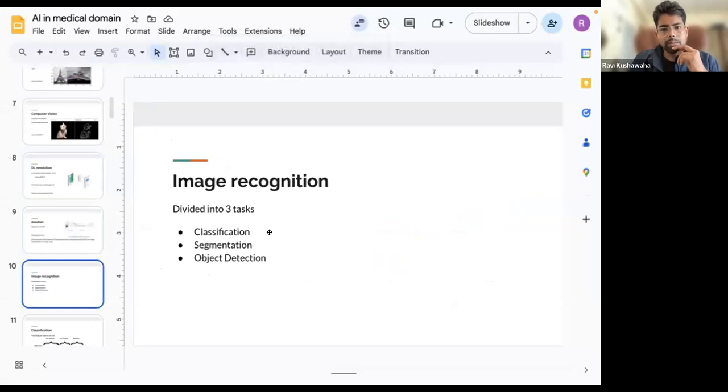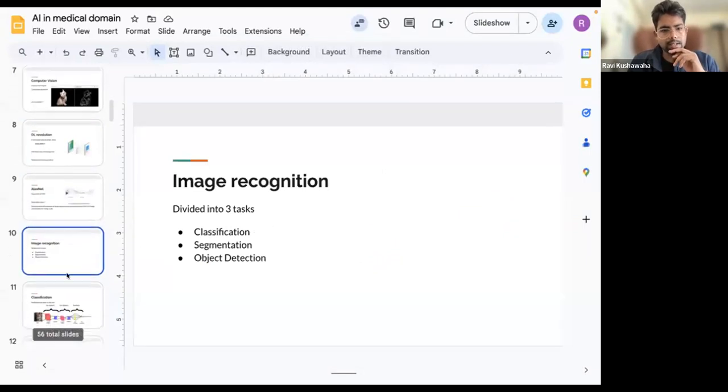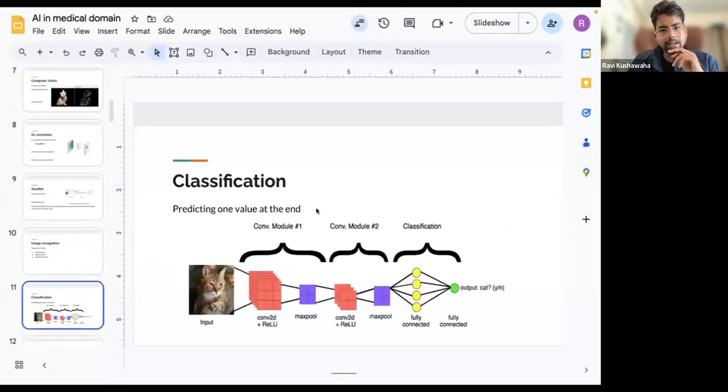Yeah. And now the image recognition tasks, we have divided into three main tasks. The first was classification. Classification is just predicting one value at the end. Given an input cat image, we pass it through the convolutional neural network model, max pool it, and at the end obtain a value which will tell whether it is a cat or not.